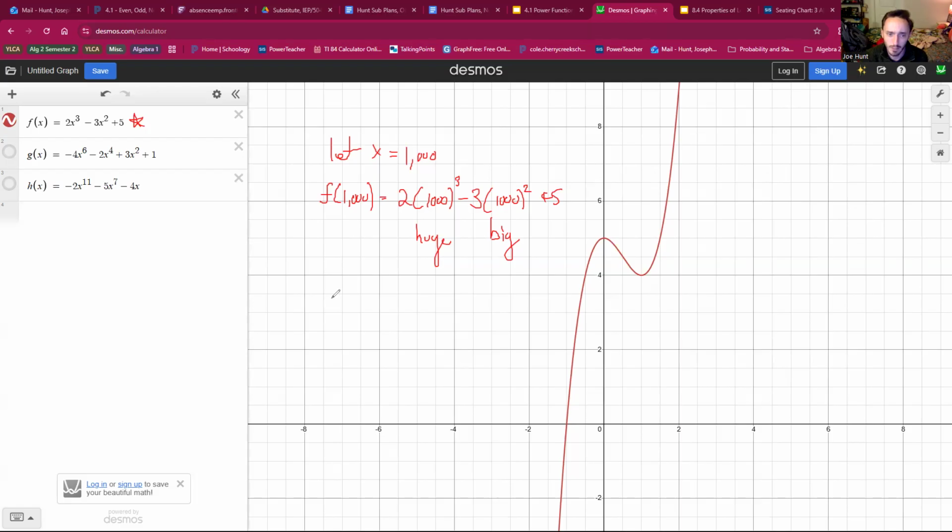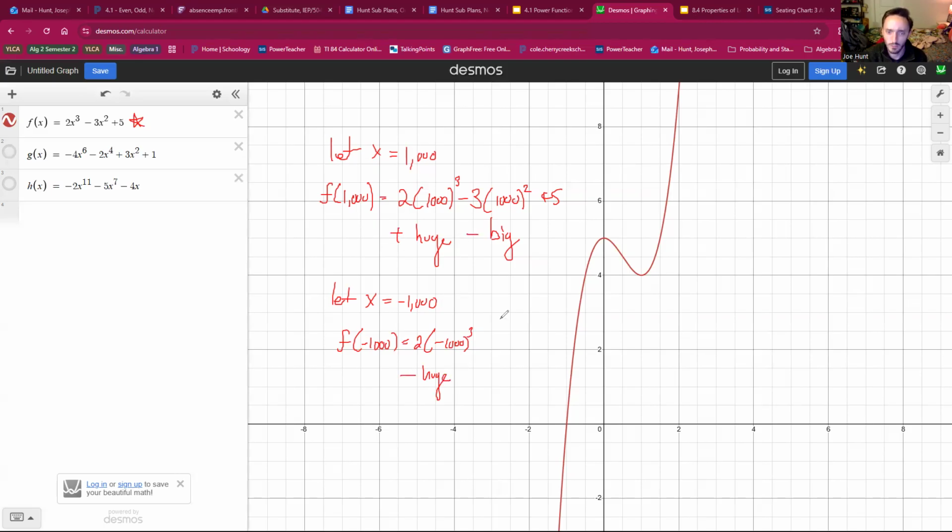Let's do the same thing maybe with a different choice of x, but let's let x be a really big negative number, like negative 1,000. Well, if I evaluated f of negative 1,000, I get 2 times negative 1,000 times negative 1,000 times negative 1,000. That's a huge negative number, right?